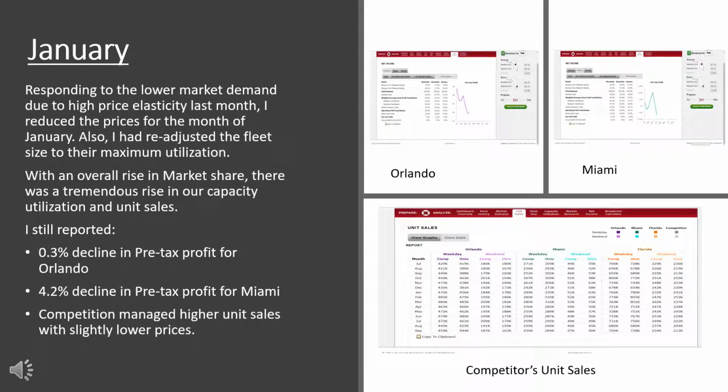I reduced the prices for the month of January, responding to the lower market demand due to high price elasticity last month. Also, I have readjusted the fleet size to their maximum utilization. With an overall rise in market share, there was a tremendous rise in our capacity utilization and unit sales. I still reported 0.3% decline in pre-tax profit for Orlando and 4.2% decline in pre-tax profit for Miami. Competition managed higher unit sales with slightly lower prices.